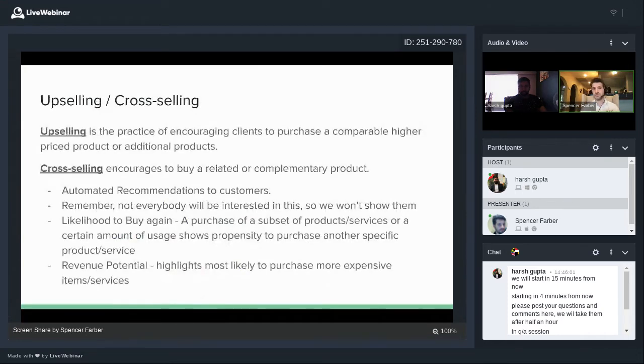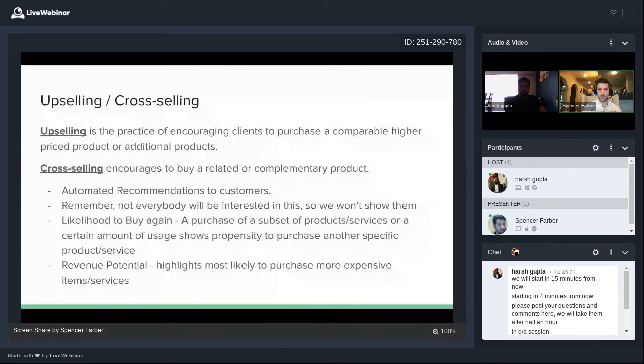Next, I want to speak to upselling and cross-selling. These are actually different things. Sometimes people get them confused, but upselling is the practice of encouraging clients to purchase a comparable higher-priced product or additional products, and cross-selling encourages them to buy a related or complementary product. The first thing AI does with this is give you automated recommendations to customers. We all see this with basic e-commerce, Amazon, etc.